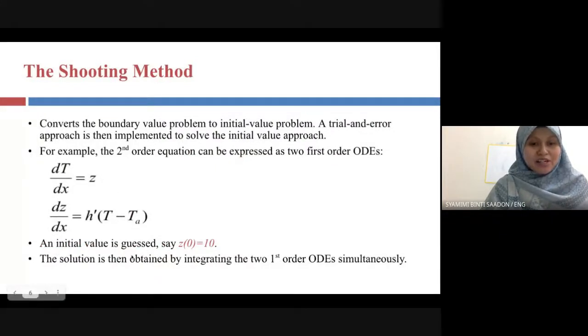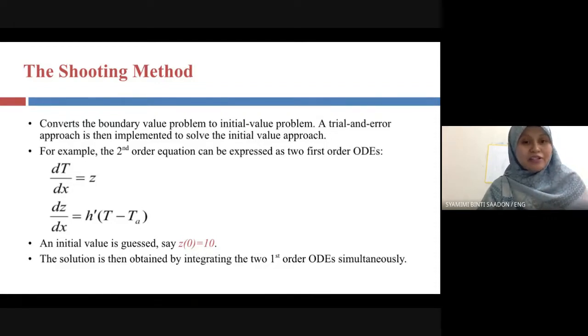And with an initial value guess. So this is not given. Since z is an assumption value that we assume, we also have to assume its initial value. So we assume here, let's say z0 at point 0 is 10. The solution is then obtained by integrating the two first order ODEs simultaneously. So we have to integrate this and integrate this.